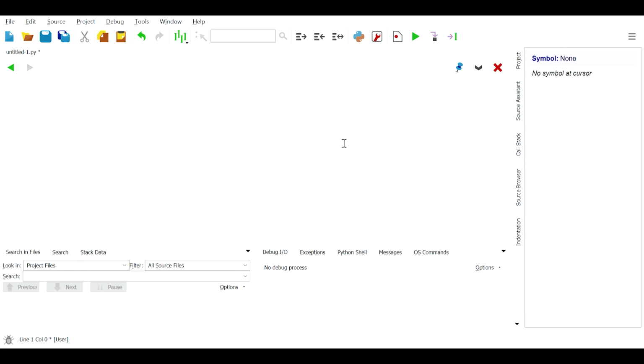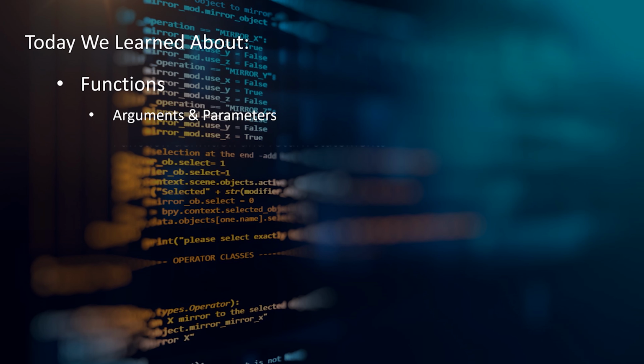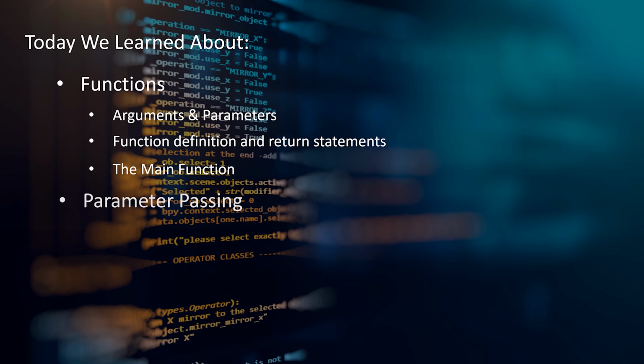A useful tip to follow here is to avoid modifying the parameter variable in the function. It is always easier to add a new variable and modify that instead of changing a parameter of the function itself. For example, instead of, you can do this. So today we learned about, firstly, functions, arguments and parameters, function definition and return statements, the main function, and finally, parameter passing.